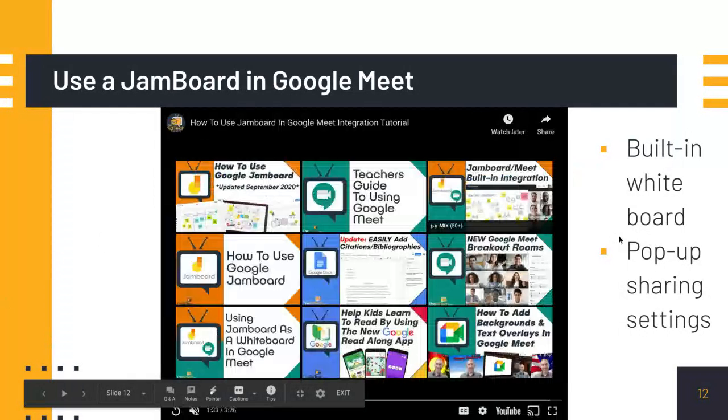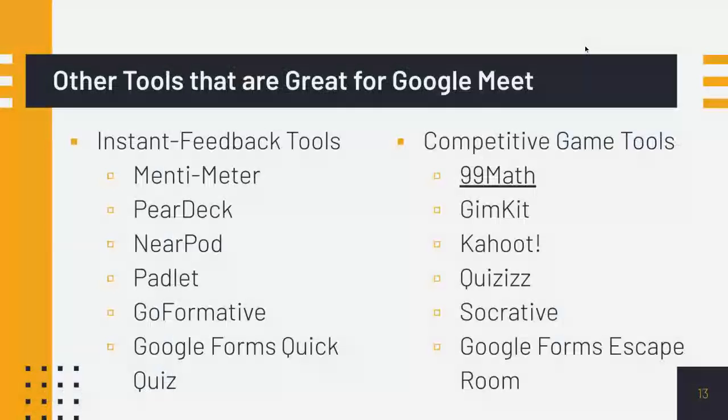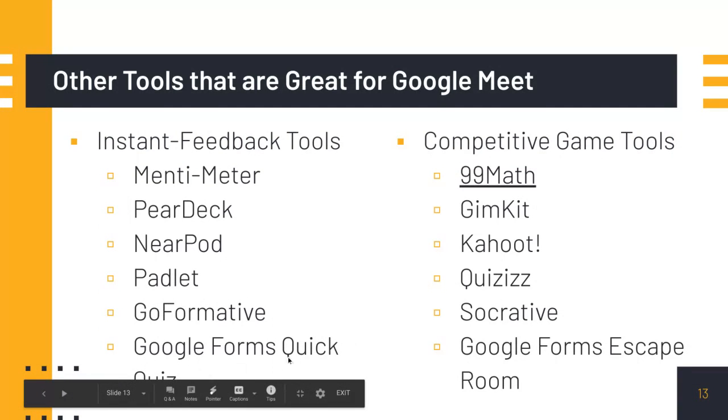A couple last things. There are some other really good tools that could be helpful and fun in Google Meet. Again, you're going to be in here somewhere between 15 and 25 minutes a couple times a week, so we want to make sure that these are fun, interactive times with our kids to make this worth it for them. Some cool tools we can use are instant feedback tools like Mentimeter, Pear Deck, Nearpod, Padlet, GoFormative, or Google Forms as a quick quiz.